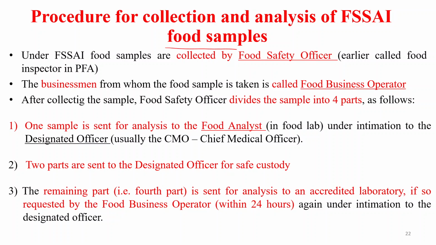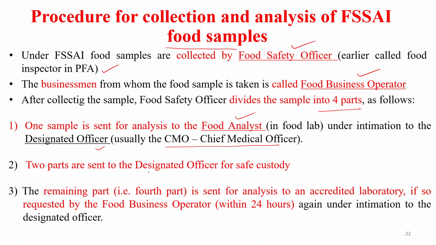Under FSSAI, food samples are collected by the food safety officer, earlier called food inspector in PFA. The businessman from whom the food sample is taken is called the food business operator. After collecting the sample, the food safety officer divides the sample into 4 parts. The first part is sent for analysis to the food analyst in the food lab under intimation to the DO. Usually the CMO is the DO itself.